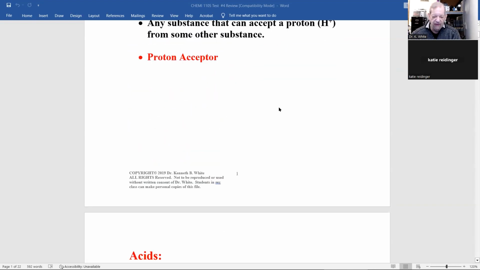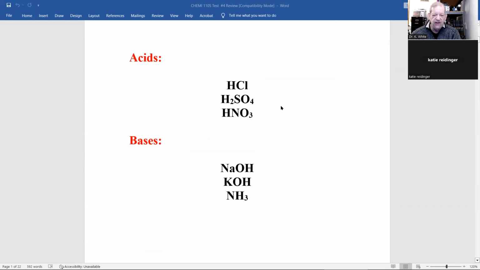You should know that. Now, you should know the structures of some basic acids and bases. HCl, hydrochloric acid. H2SO4, sulfuric acid. HNO3, nitric acid. If I put these structures on a test, you should be able to identify they are acids.